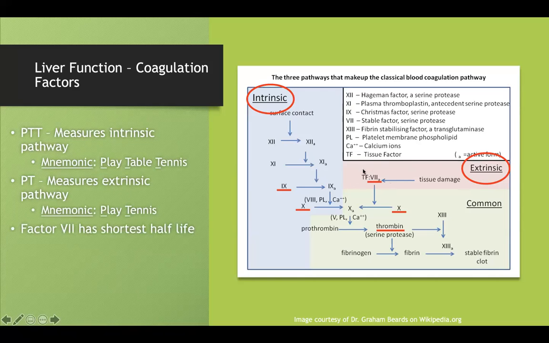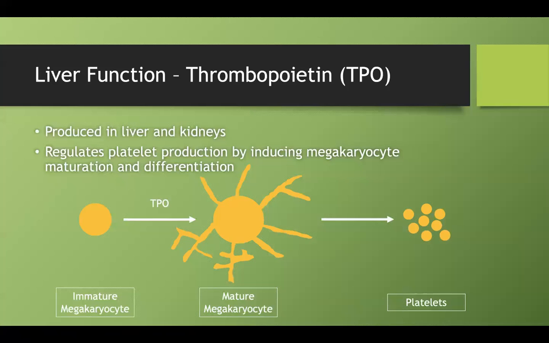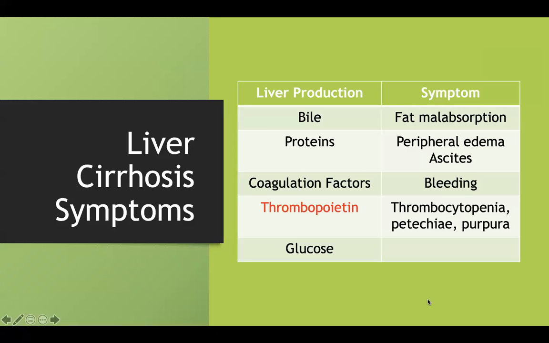Factor 7, as I mentioned before, has the shortest half-life, and so it's the one that's deranged first in liver disease, and that's why PT-INR is the most useful test of synthetic liver function. Thrombopoietin is important for liver production, and it shouldn't surprise you that thrombocytopenia would be a side effect of liver cirrhosis. If you have no thrombopoietin, you don't get mature megakaryocytes and you don't get platelets.